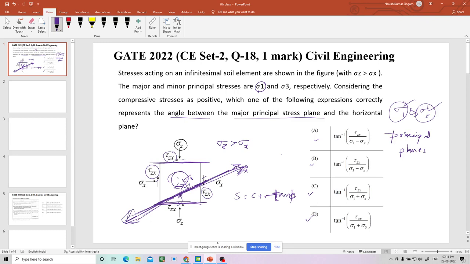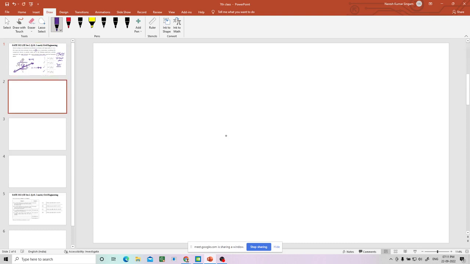So let's go to the concept of the Mohr circle, which everyone knows. If you can draw the Mohr circle, then by using the pole concept, which I taught you in the last class, we can solve this. Again I can repeat this today so that it will be refreshed. So let's draw the Mohr circle for the given soil element.